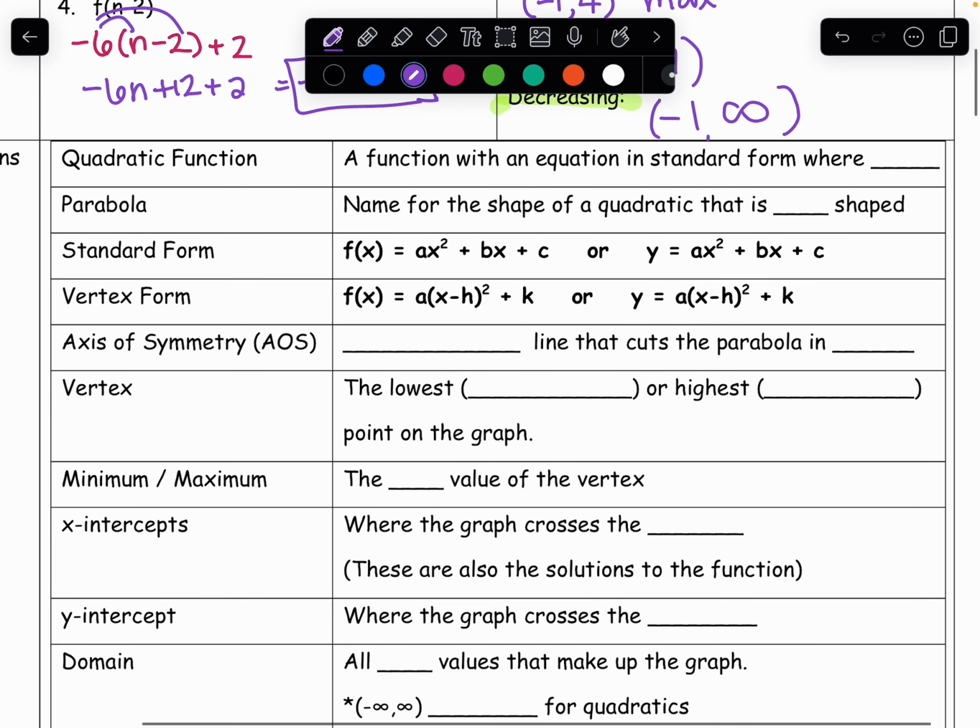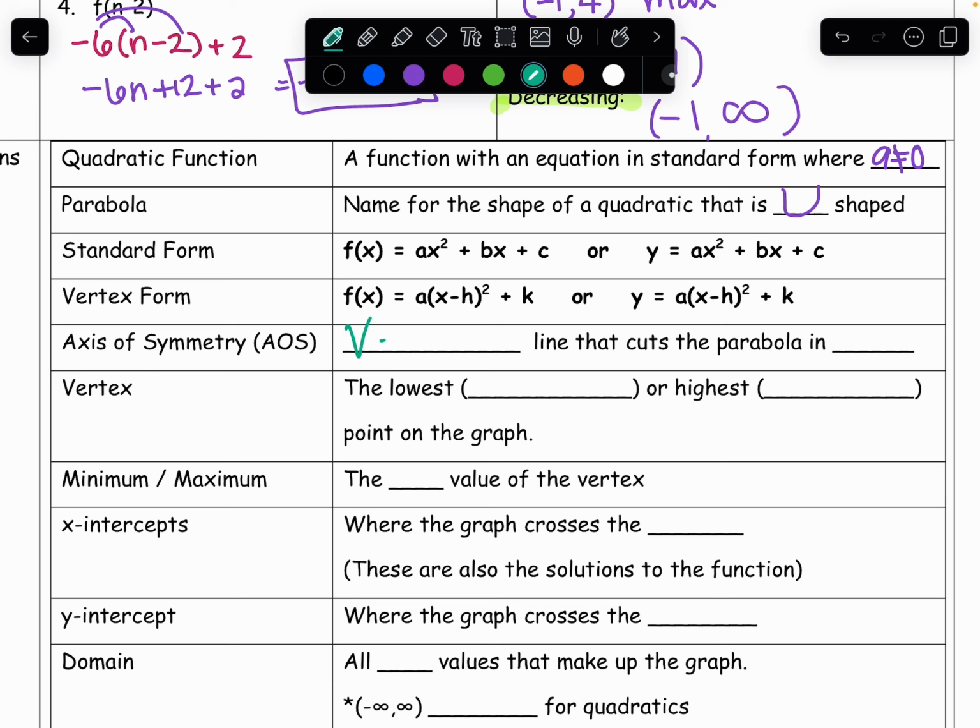A quadratic function is a function with an equation in standard form where a cannot be 0, because otherwise we don't have an x squared term. A parabola, this is your name for the shape of a quadratic, and it is U-shaped. Standard form and vertex form, I told you we're going to see both of those. What is new is this thing called axis of symmetry. Well, it's kind of new. You should have seen it before.